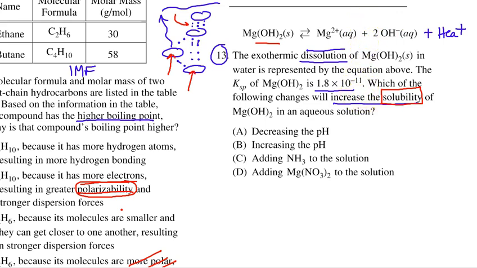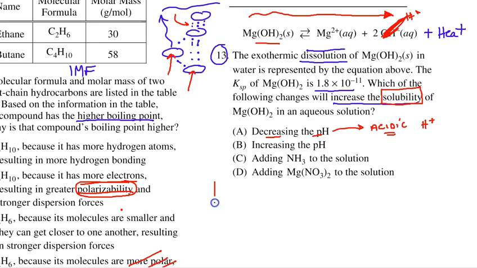So if you're going to increase the solubility, we're going to basically make this reaction become more spontaneous in the forward direction, or shift to the forward. So this is really a Le Chatelier's principle. So which of the following will do that? Well, if I decrease the pH, that means we're going to get more acidic, and that means we're going to probably add more H pluses or H3O pluses. Now, if we do that, H pluses will react with the hydroxides to make water.